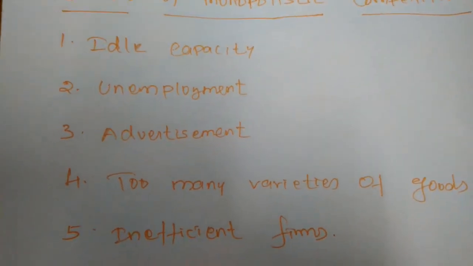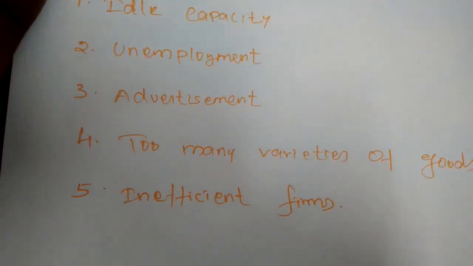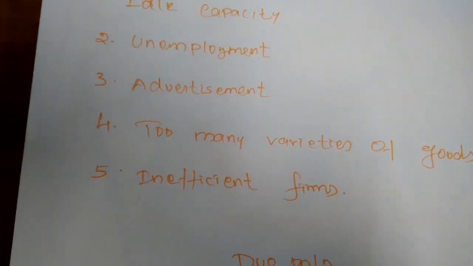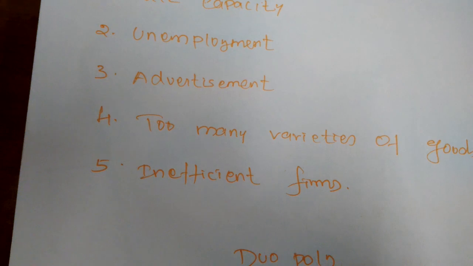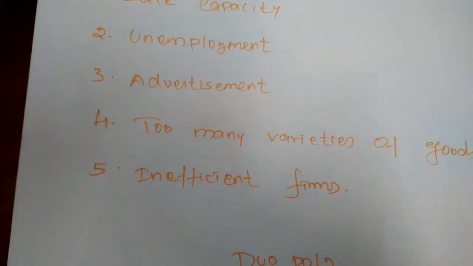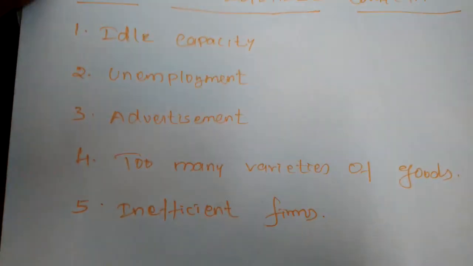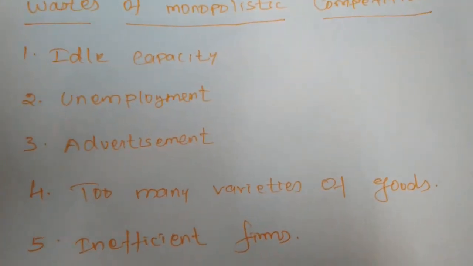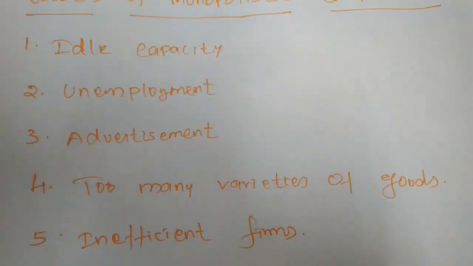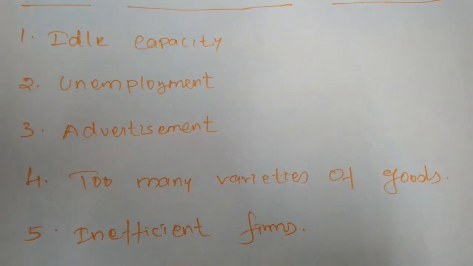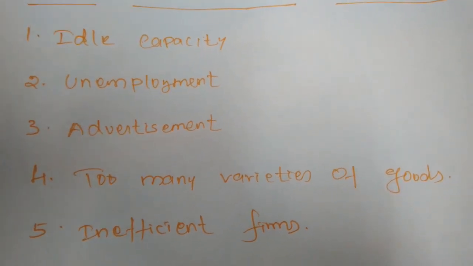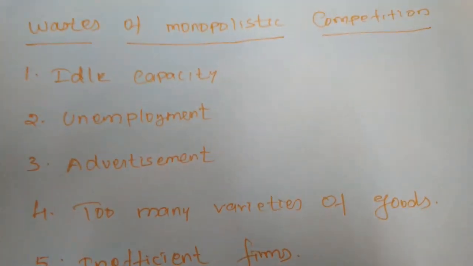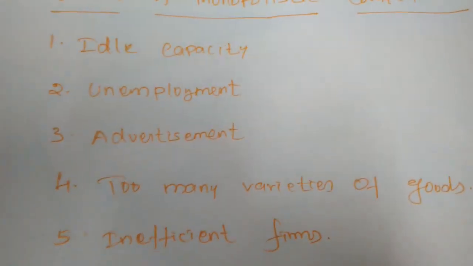Next, unemployment. Under monopolistic competition, the firms produce less than the optimum output. As a result, the production capacity is not used to the fullest extent. If the entrepreneurs are not increasing the supply of commodities, they will use only a smaller amount of the factors of production. Because of that, an employment problem will be created.